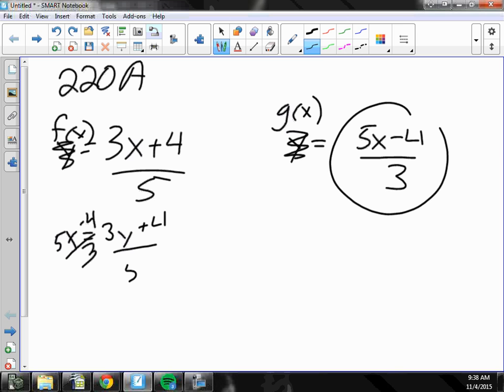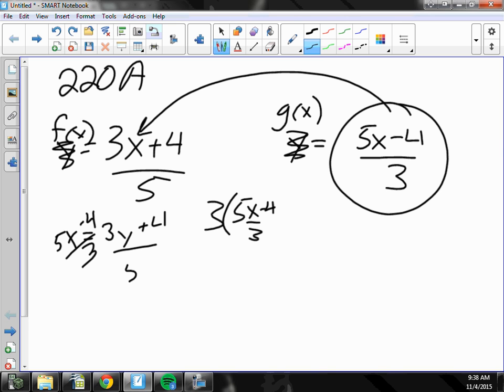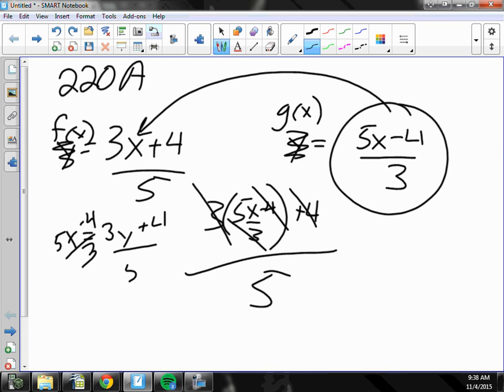So I'm going to plug this in here. 3 times 5x minus 4 over 3, plus 4, over 5. Well, the 3 cancels the 3. And then we have 5x minus 4 plus 4, so those cancel. And then 5x over 5, we end up with x. Okay, you don't have to do both.